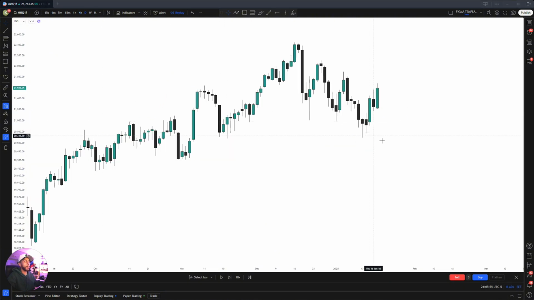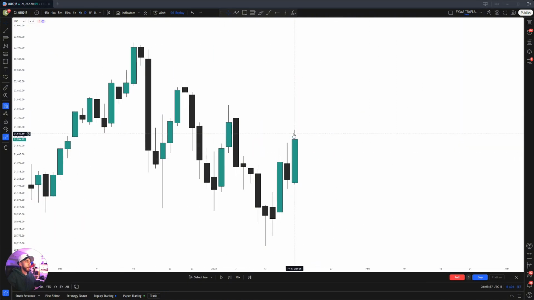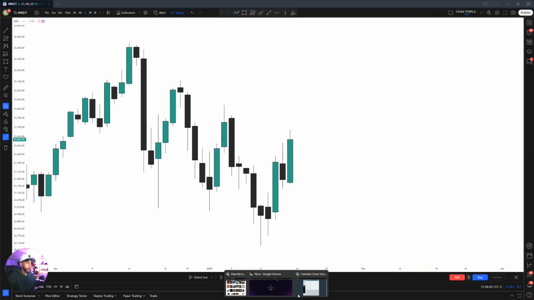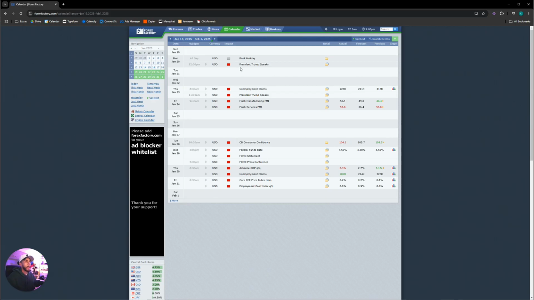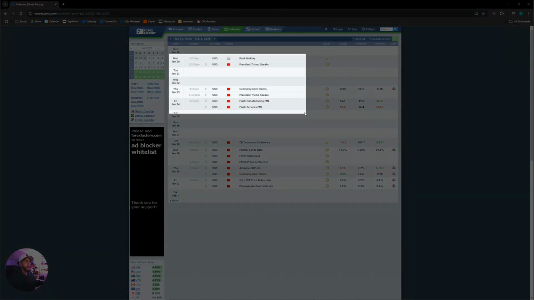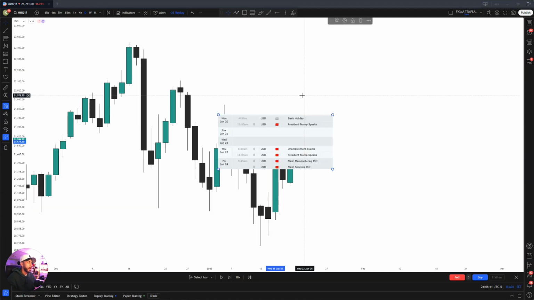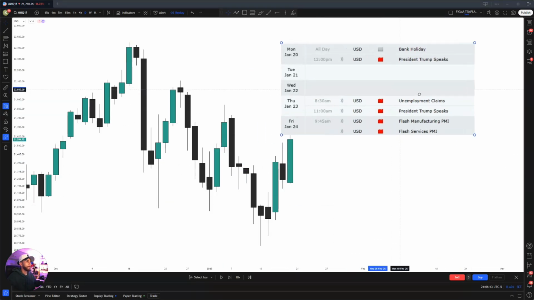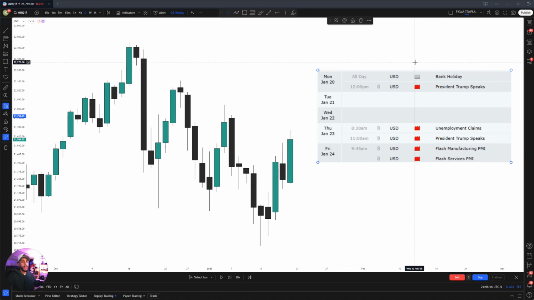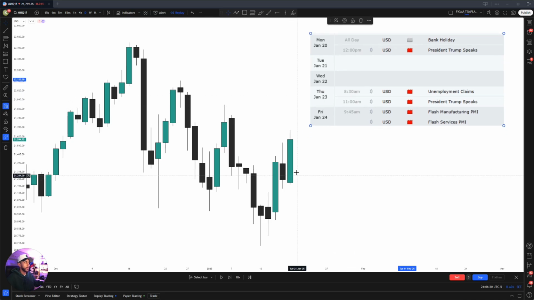So here we are in the chart. Now we have a short week up ahead, right? I'm going to quickly clip the economic calendar for the week and put it here so you guys can see exactly the news events that we have upcoming. January 20th is a bank holiday, and President Trump speaks, right? So obviously this is not a day that you ideally want to trade. This is a day that we are going to look at as an accumulation day for the week, right?